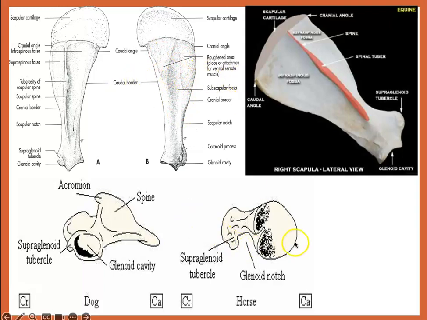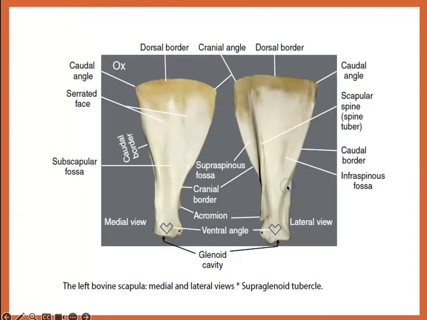And the ventral angle is interesting to know: in equine, we have the glenoid cavity, which has a notch. So the only animal you can see that has a glenoid notch is the equine. Then you have the supraglenoid tubercle, and here the coracoid process. So this would be the coracoid process. You can see now where the spine of the scapula ends, so there is no acromion process.